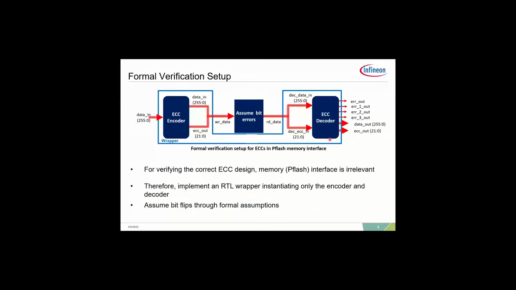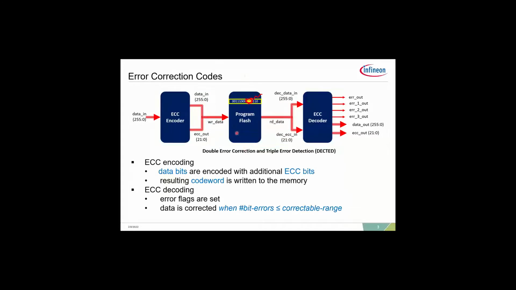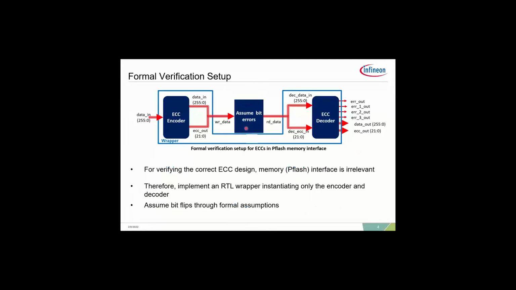So now, when we come to formal verification, first of all, we have to think about what the formal verification setup should be. Since we already know that memories are typically not good for formal verification, we should try to avoid reading the program flash into our verification setup or formal environment. Since our main focus is to verify the ECC encoding and decoding, we could implement an RTL wrapper that instantiates only the ECC encoder and the ECC decoder. And what about the bit flips? The bit flips can be assumed through the formal assumptions, as we show here.